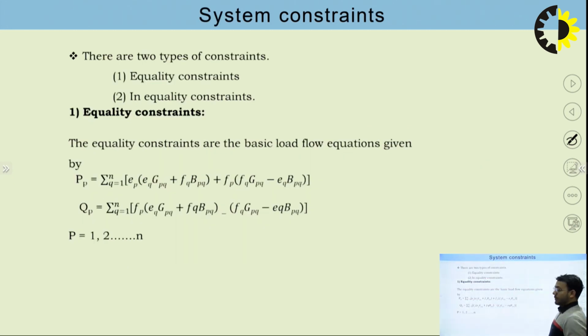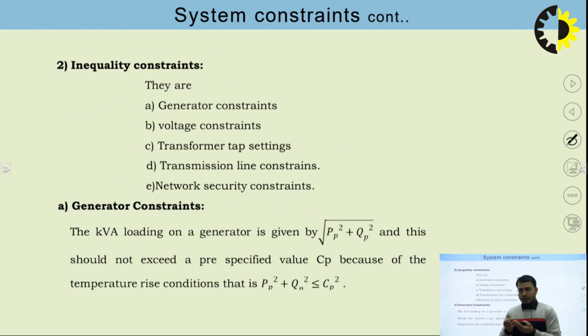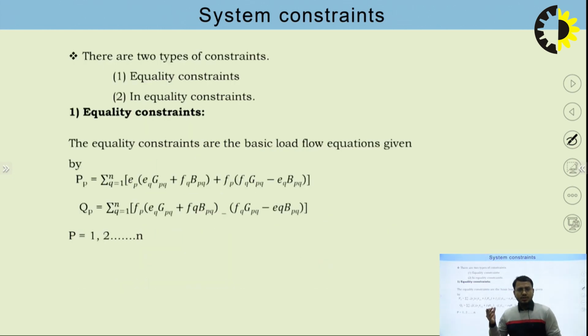Now we talked about constraints. So what are the system constraints? These constraints are basically the factors upon which the working of any machine or any process depends. These are the factors which affect the performance of a machine. So basically there are two types of constraints. The first one is the equality constraint, and the second one is the inequality constraint. Firstly we will talk about the equality constraints. What are those equality constraints?